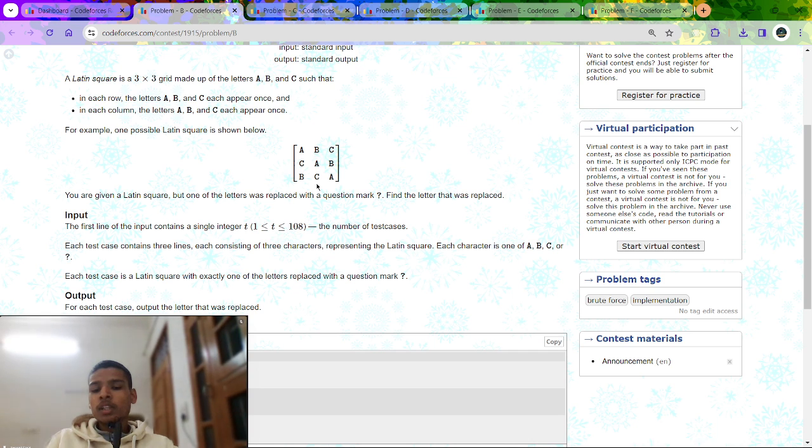Maybe most of you are thinking it could require a typical implementation part, but it does not. Let me make an observation. In this grid, there will be a total of three A's, three B's, and three C's. So let me count the number of A's, B's, and C's. There is a single character whose count is not equal to three, and that is the character which is missing.